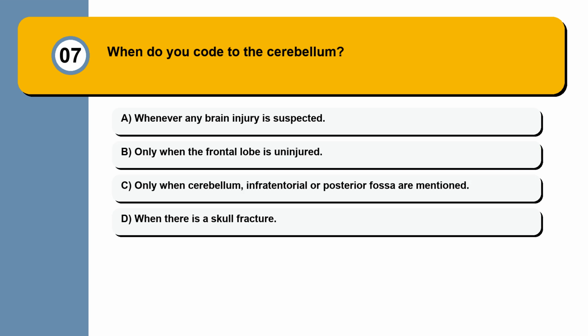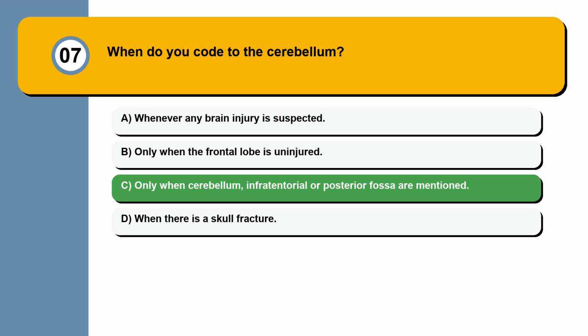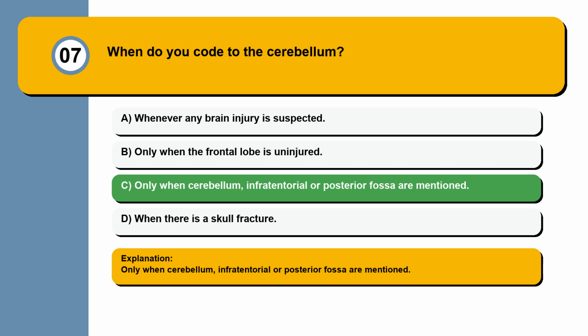Question 7. When do you code to the cerebellum? Whenever any brain injury is suspected. Only when the frontal lobe is uninjured. Only when cerebellum, infratentorial, or posterior fossa are mentioned. When there is a skull fracture. Only when cerebellum, infratentorial, or posterior fossa are mentioned.